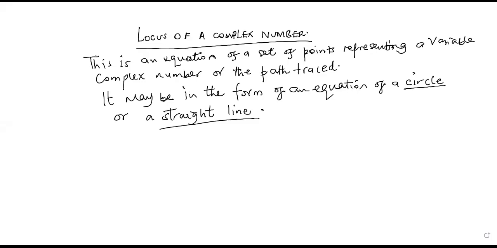In our previous lesson, we were looking at De Moivre's theorem and how it can be used to prove trigonometric identities and to find the roots of equations. But this time around, we are going to look at the locus of a complex number. When we say locus, we're trying to look at the equation of a set of points which represent a variable complex number, or the path traced. And for our level, it may be a circle or it may be the equation of a straight line.